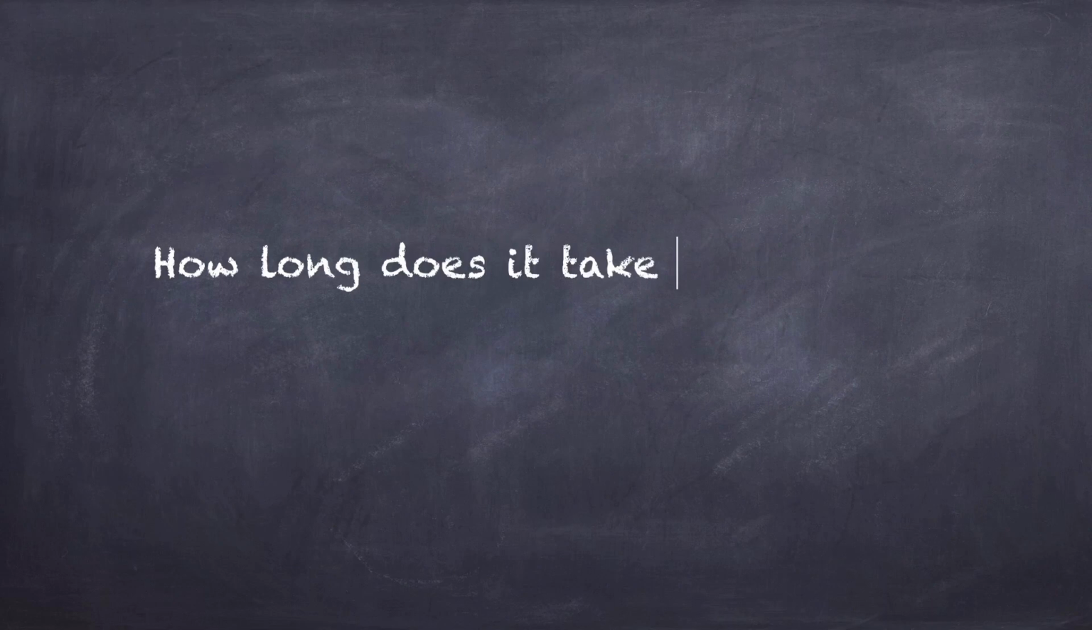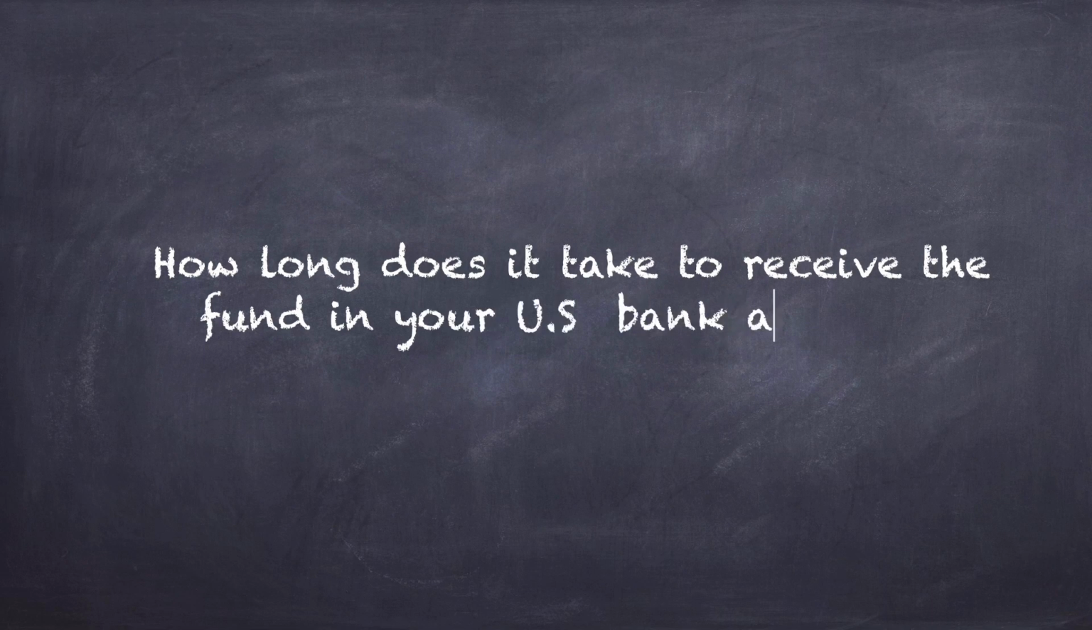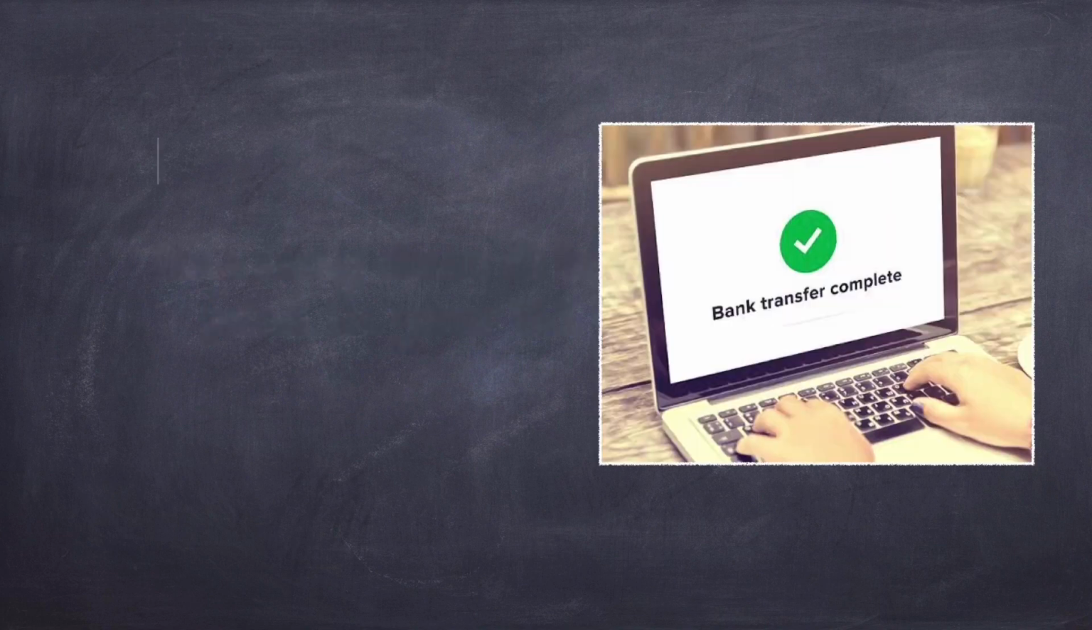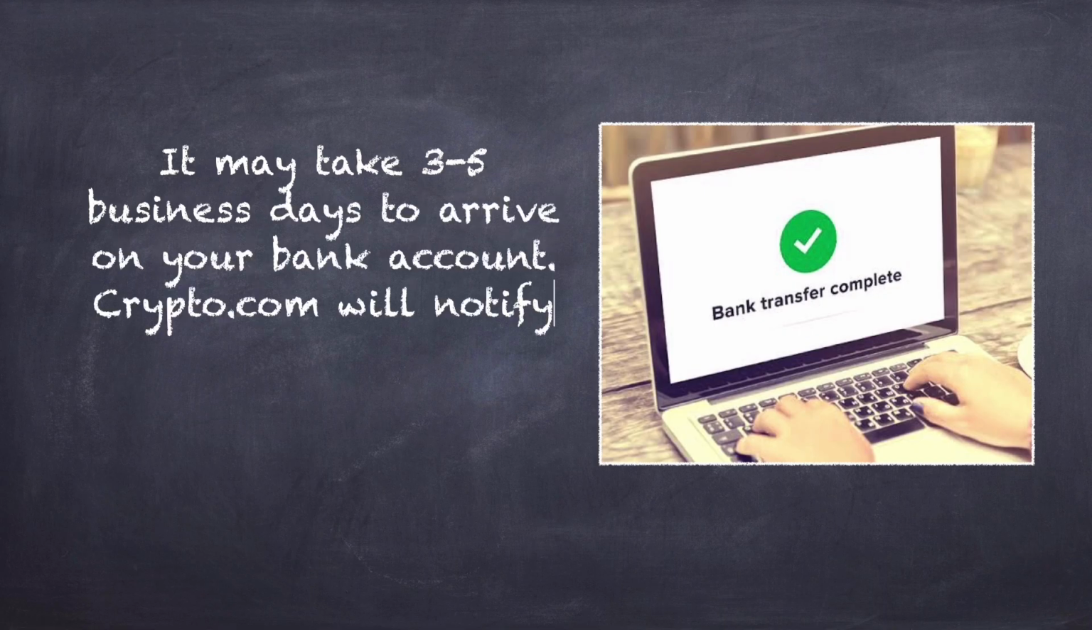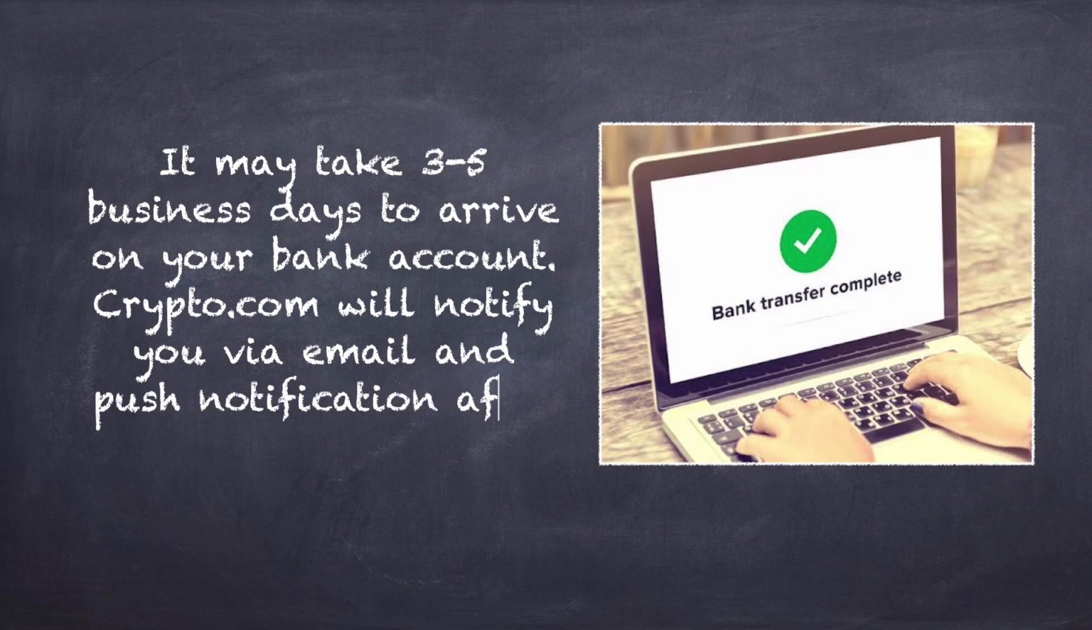How long does it take to receive the funds in your US bank account? It may take 3 to 5 business days to arrive in your bank account. Crypto.com will notify you via email or push notification after internal review.